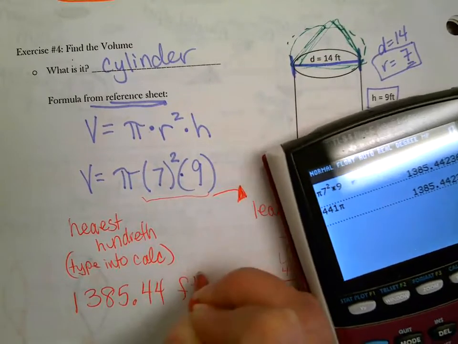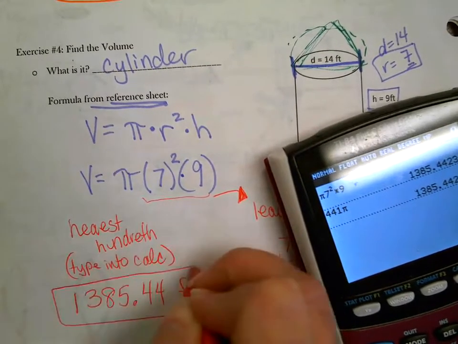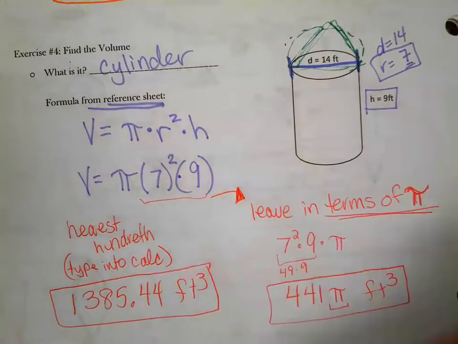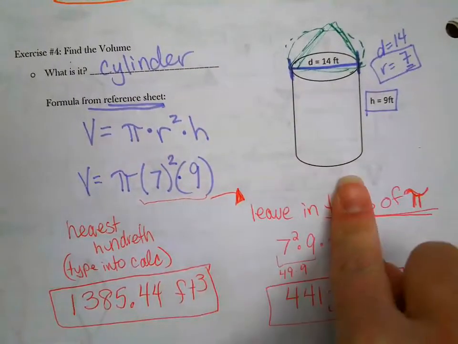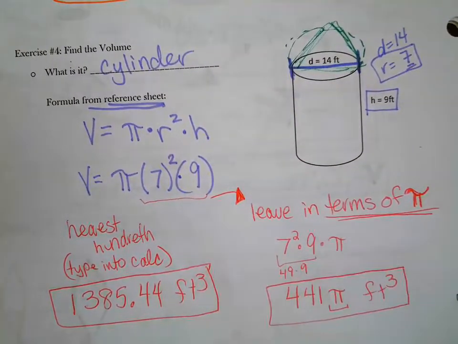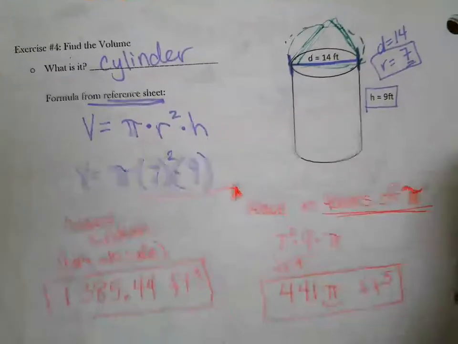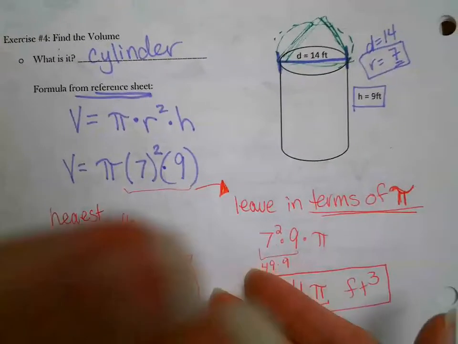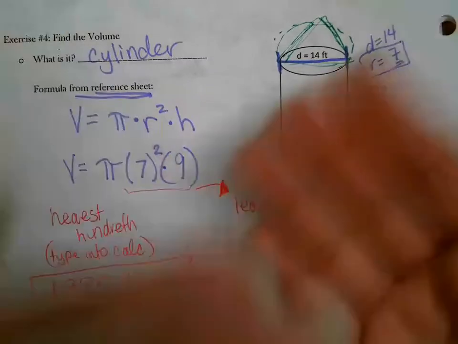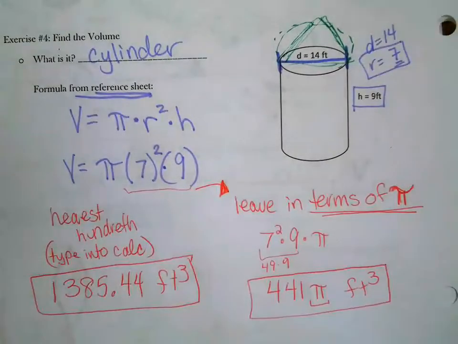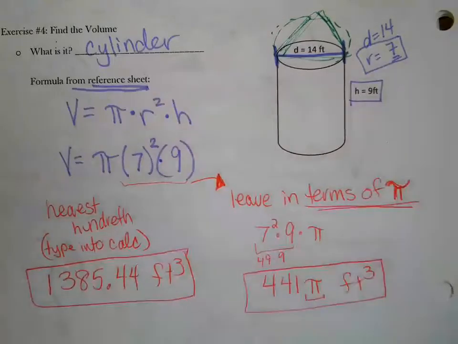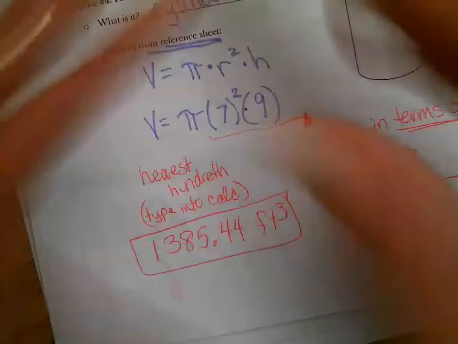1,385.44 feet cubed is approximately the size of how many cubic feet fit into here. Now think of a cubic foot, again, as 1 foot across, 1 foot tall, and 1 foot wide. So 1 cubic foot is pretty big. It's hard to kind of box that in under this camera right now.